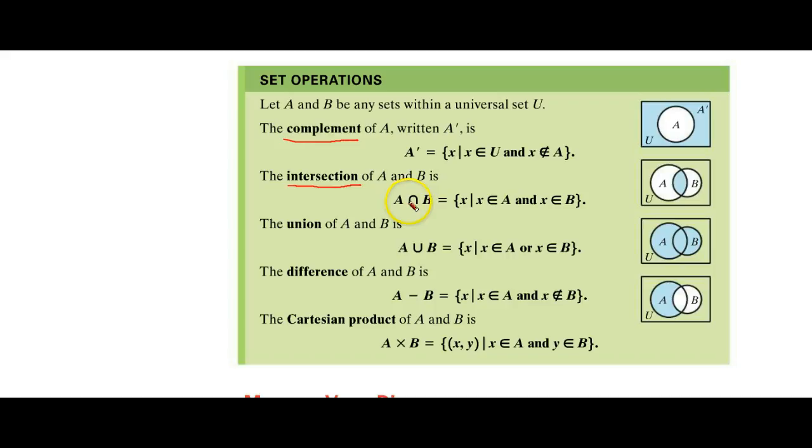And the symbol for intersection, remember, was this upside down U. Now, union is where we combine all elements of A and B. The difference, we said, where we have, let's say, set A, and we're subtracting set B, in a Venn diagram would look like this. And we just finished defining the Cartesian product. There is no Venn diagram for this.